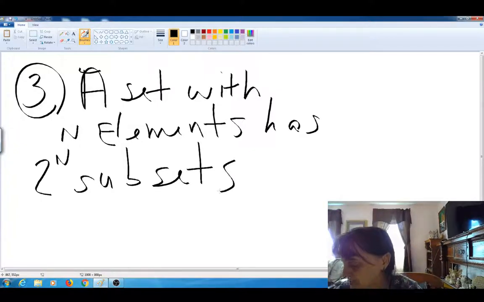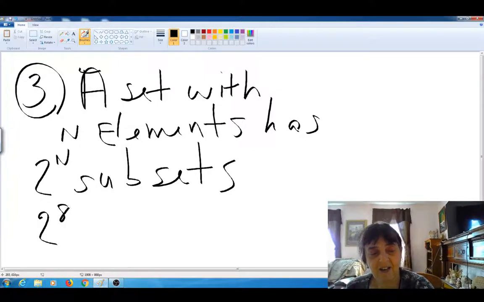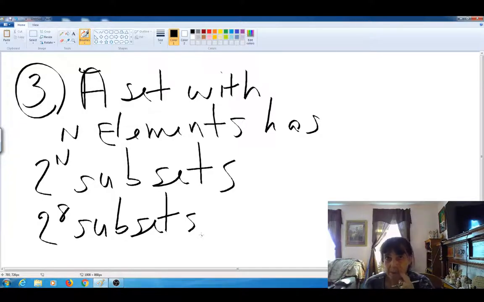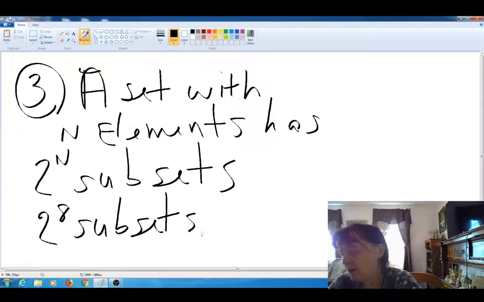So therefore that has 8 elements, so I have 2 to the 8th subsets, and 2 to the 8th is 64 times 4. I think it would be 256. Yep, 256. So it's 256 subsets.